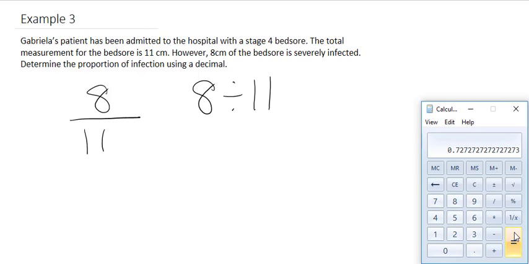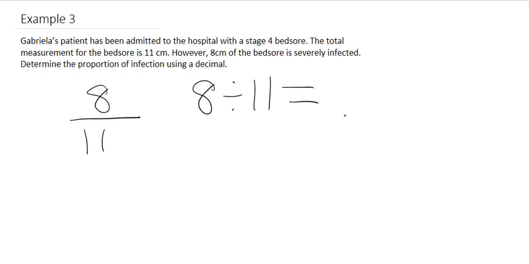So let's write it out with our bar again. So this is equal to 0.72, and we put a bar over the 7 and the 2 to show that these numbers continue to repeat. So 0.72 with a bar over it is the patient's bed sore that's severely infected.